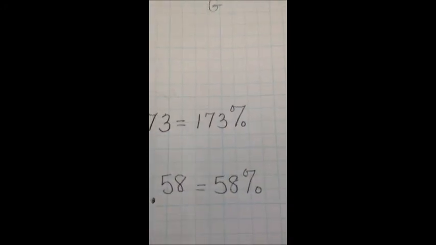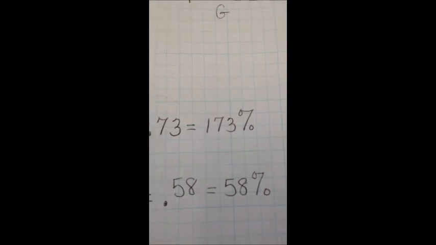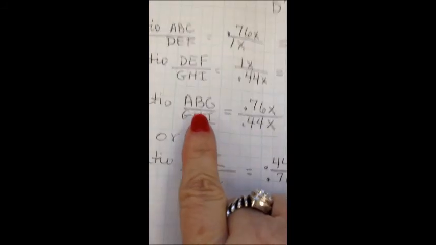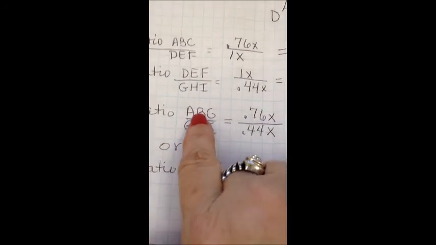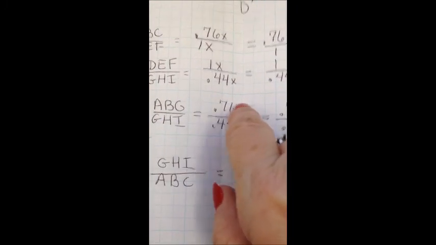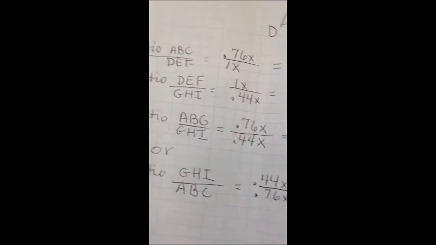Now, I hope this helps. Just remember, keep your ratios, be careful with your ratios. If this is triangle ABG, then everything on the top has to correspond to that triangle. Okay?